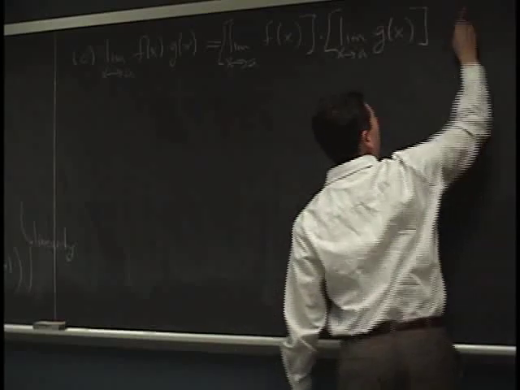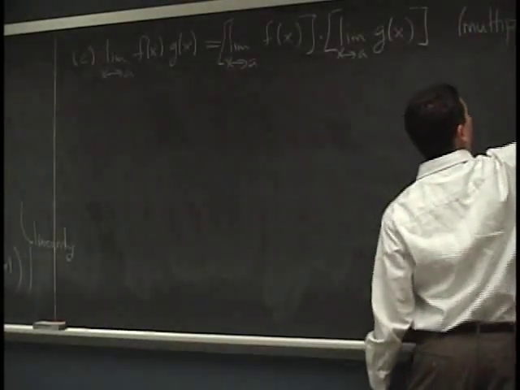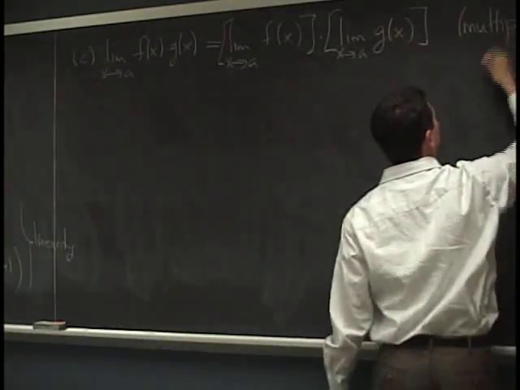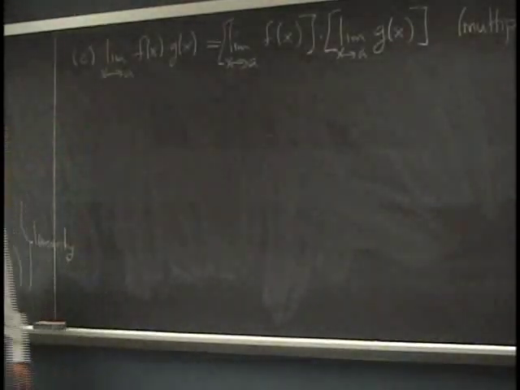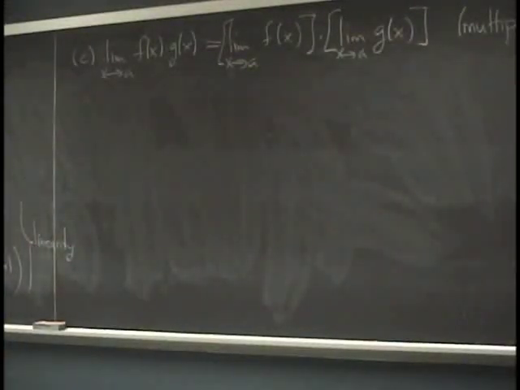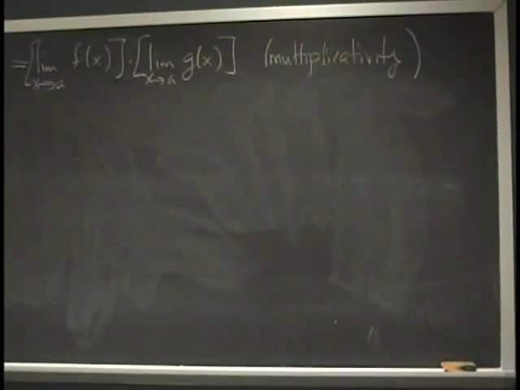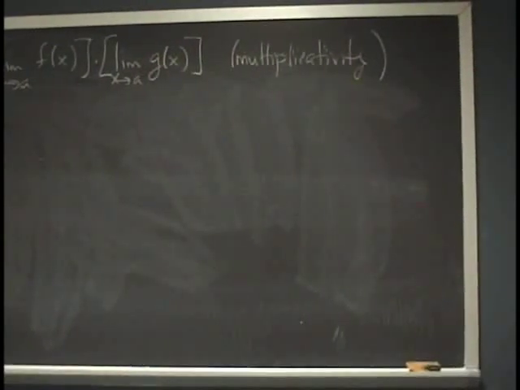So this is what I would call multiplicativity. So you have some limit, say, of x squared times sine of x. That's going to be the same as the limit of x squared times the limit of sine of x. Yeah?